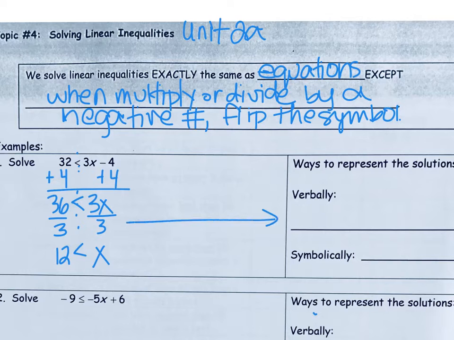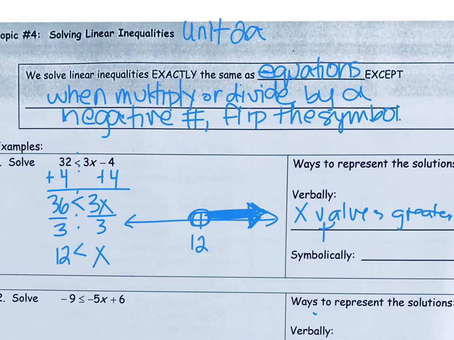If I think about that on a number line, that means that x is greater than 12, and I'm going to use my open circle to represent the 12, and all x values would have to be greater than 12. So if I were to write this verbally, I would say x values greater than 12, and symbolically I would say x is greater than 12.